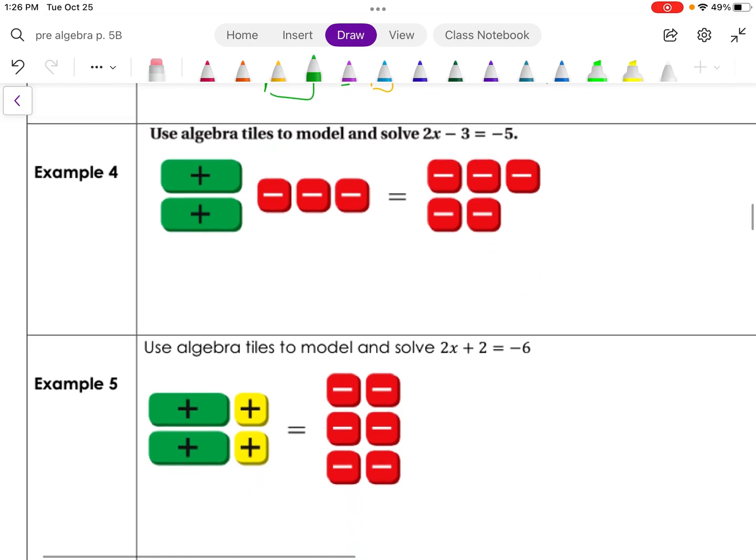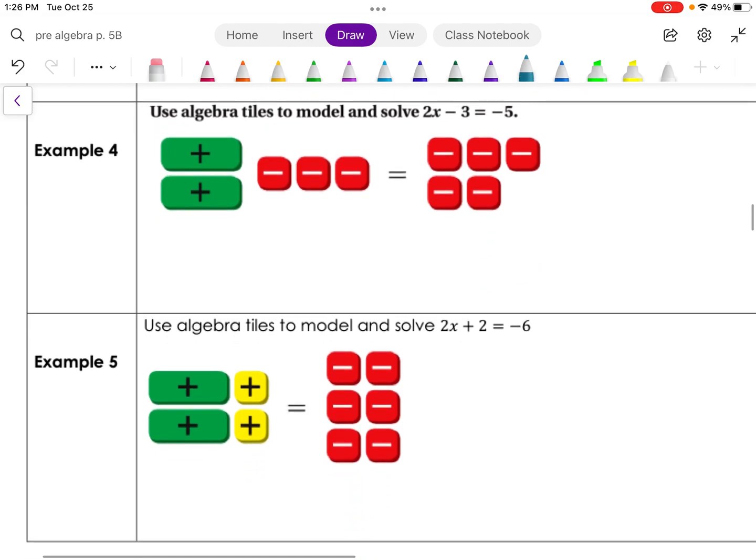Let's do a couple more. Use algebra tiles to model and solve. So here I've got 2x minus 3 equals negative 5. I want to get my x's by themselves. So since I have 3 negatives, I would need to add 3, right? I would need 3 positives. So I'm adding 3 to both sides.